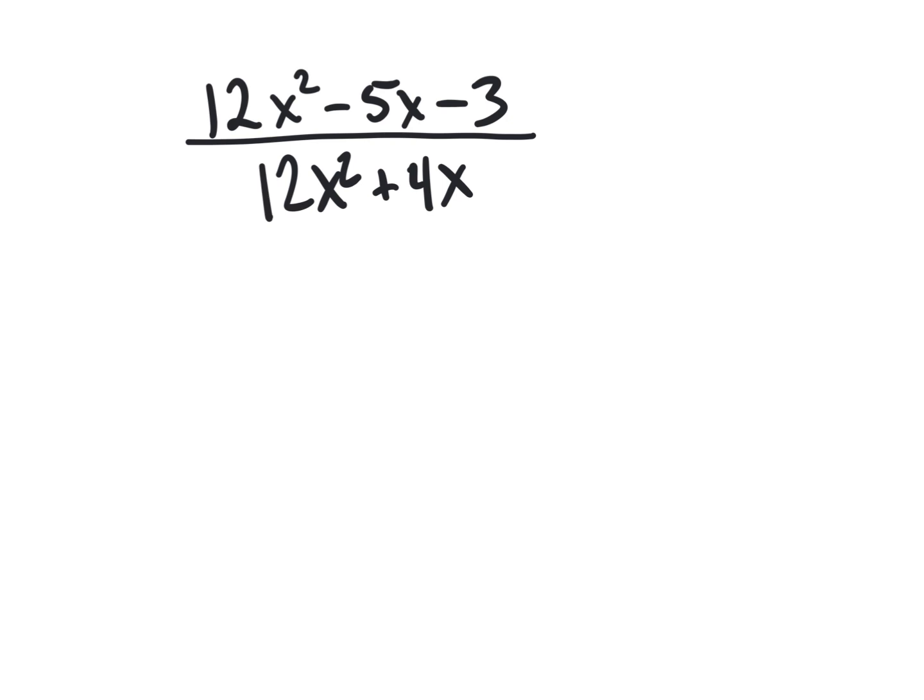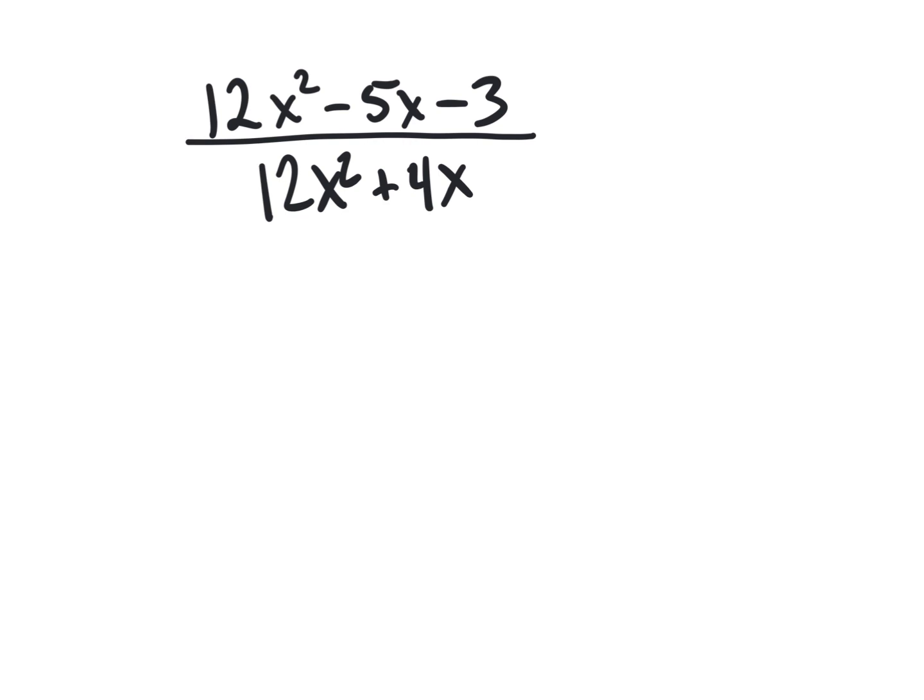12x squared minus 5x minus 3 over 12x squared plus 4x. So again, today I want you to understand this. Factor everything possible. That way you get multiplication, because once you have multiplication, then you could cancel. So I want to factor the numerator and the denominator. Which one's easier to factor? We'll start with that one. Bottom one? What could I factor on the bottom one?